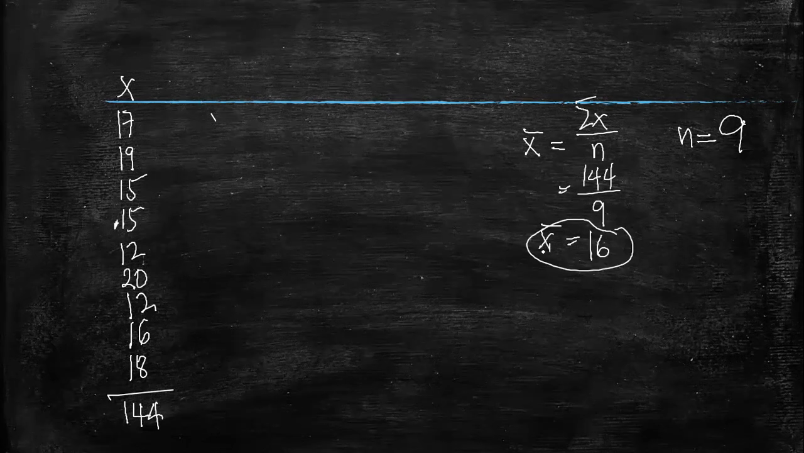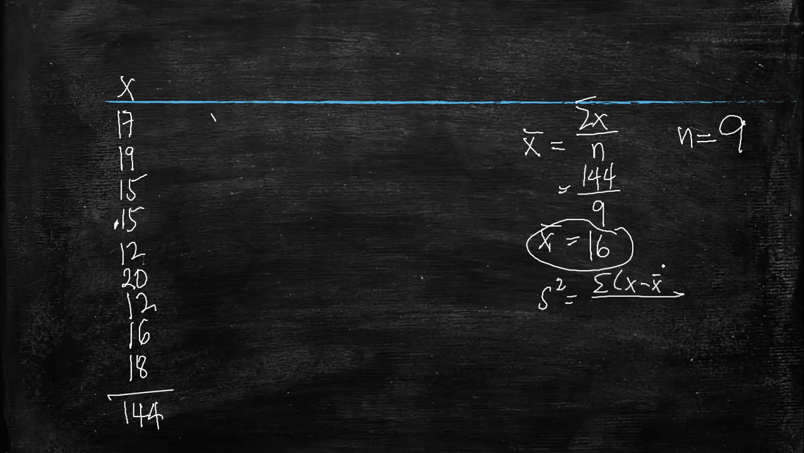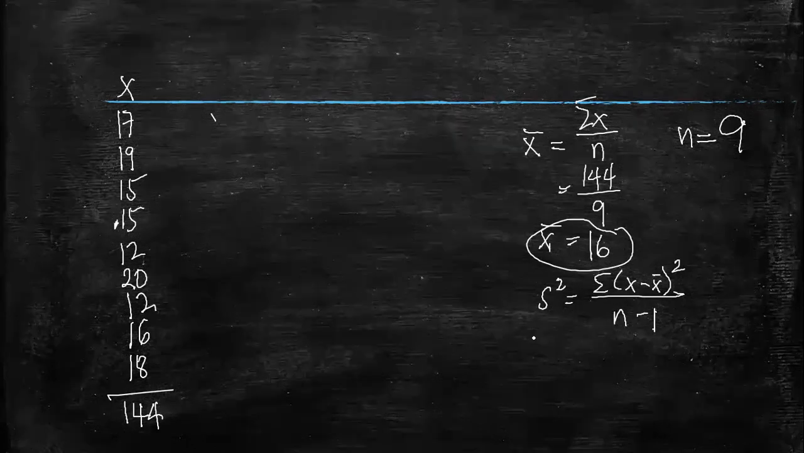So 144, then our mean is 16. So since meron na tayong x bar, pwede natin kukunin si s squared, yung ating variance. So the formula for our variance for our sample is summation of x minus x bar squared over n. Dahil siya ay sample, kailangan natin ng -1 pag variance. N minus 1.